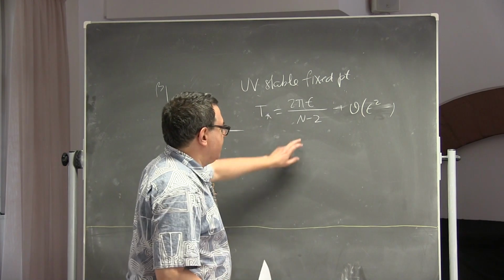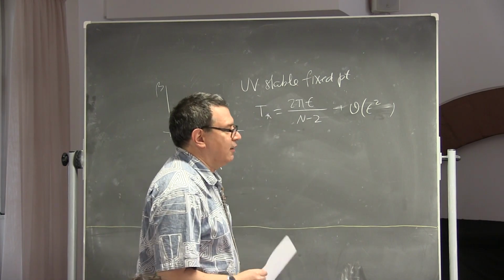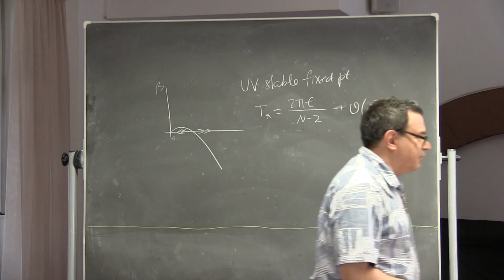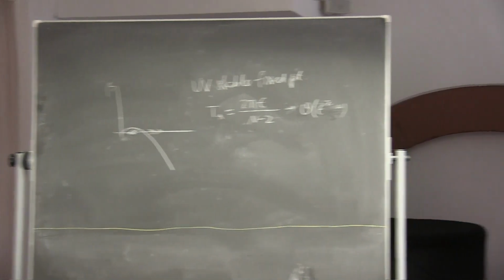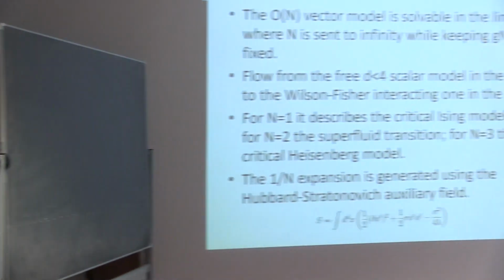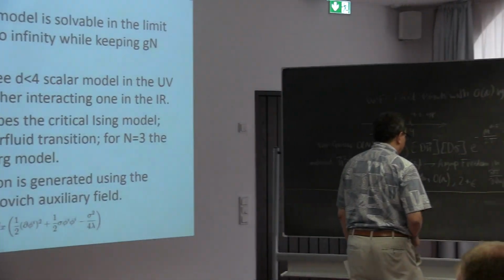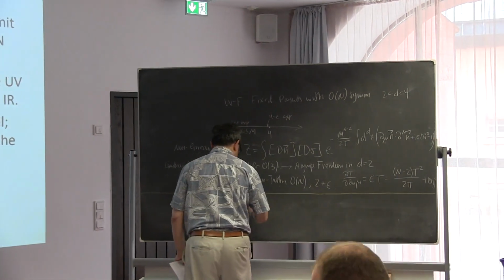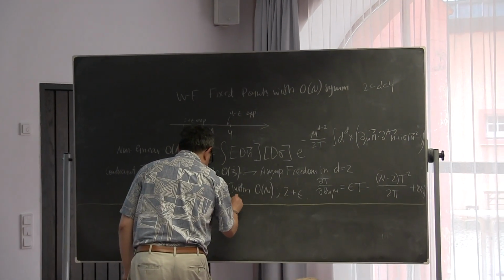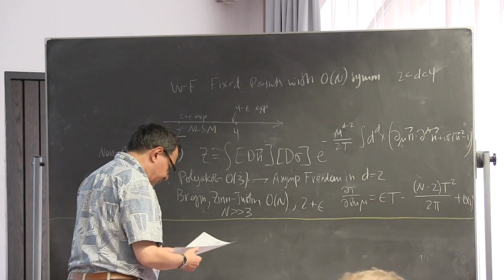All of this makes sense only for N equals 3 and higher. So O(3) is the first example of this asymptotically free theory, but they continue to be asymptotically free for N greater than or equal to 3. So they study this case of N greater than or equal to 3.